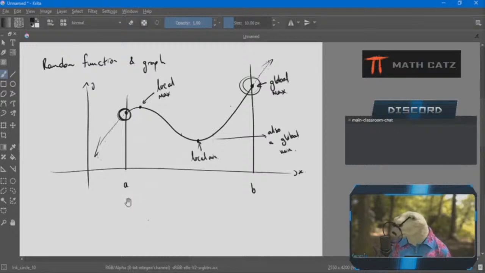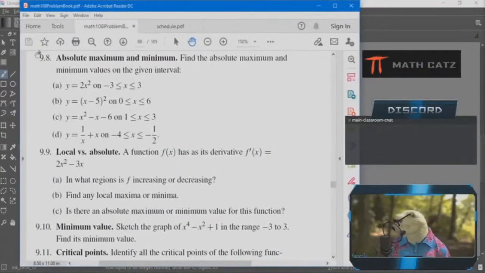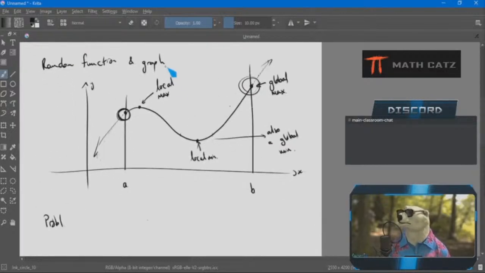So let's look at a problem. It's actually still in topic 9. I'm going to look at 9.8, not the whole thing. So, sorry, global, I should say that. There are two ways of naming these. Local can also be called relative. Global can also be called absolute. Just multiple names for the same thing if it's not confusing enough.